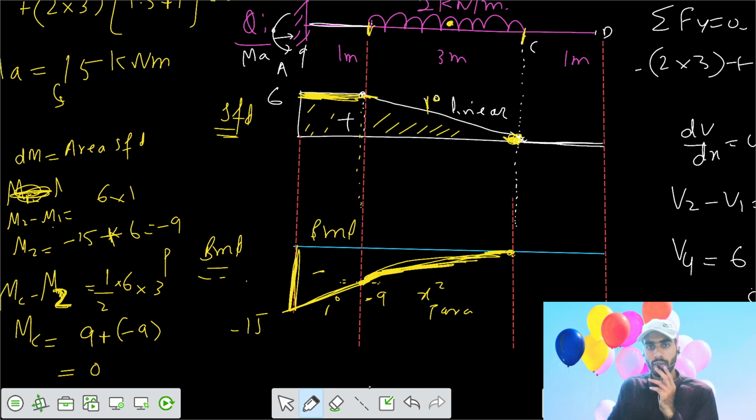And after that, there's no load and there's no shear force diagram. We can say the bending moment diagram is a straight line.